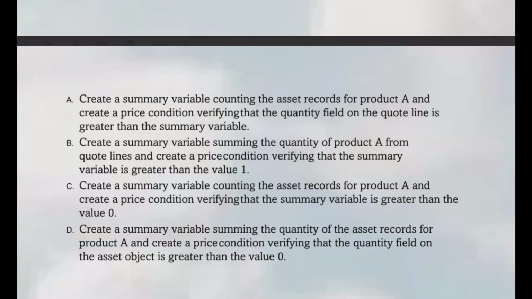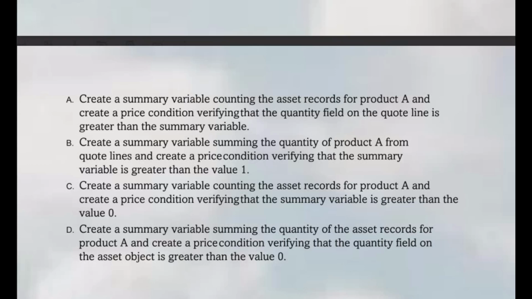Option A, create a summary variable counting the asset records for product A and create a price condition verifying that the quantity field on the quote line is greater than the summary variable. Option B, create a summary variable summing the quantity of product A from quote lines and create a price condition verifying that the summary variable is greater than the value 1.